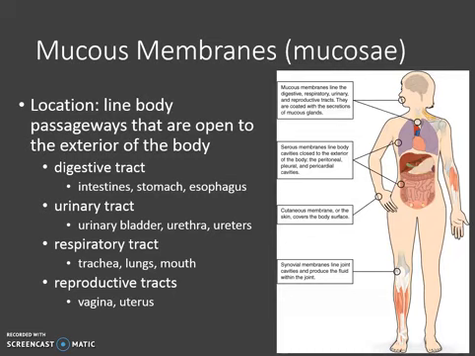The urinary tract, so your urinary bladder is connected to the external environment by the urethra. So that's the tube that your urine comes out of. And those are both lined with mucous membranes. And then ureters are tubes that connect each kidney to the urinary bladder as well. The respiratory tract, so you're taking in air from the external environment. So your trachea, lungs, and mouth are all lined with mucous membranes. And the reproductive tracts are also lined with mucous membranes. So the vagina and the uterus are lined with mucous membranes.